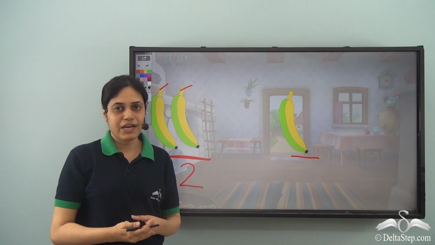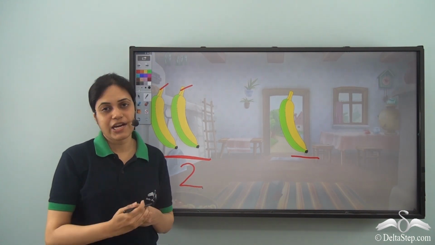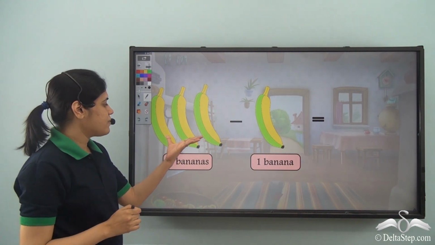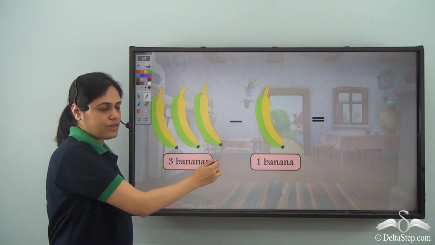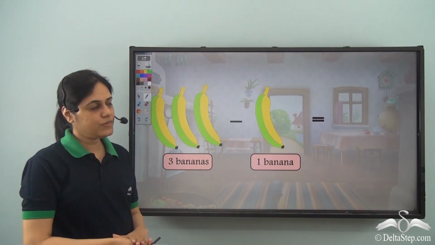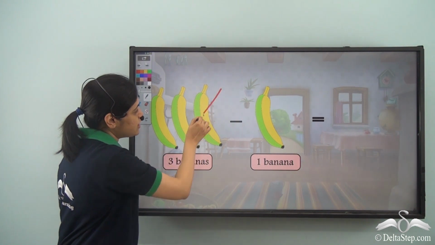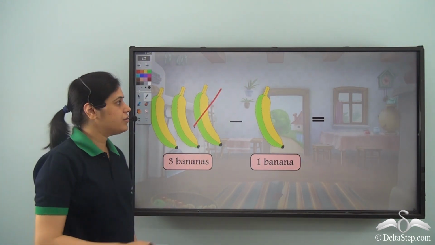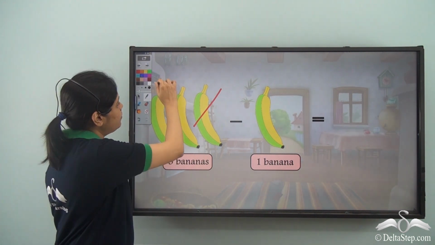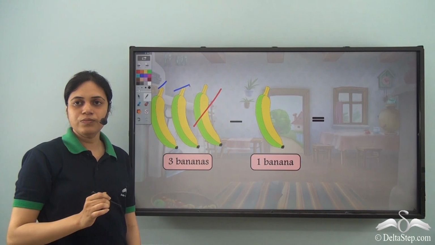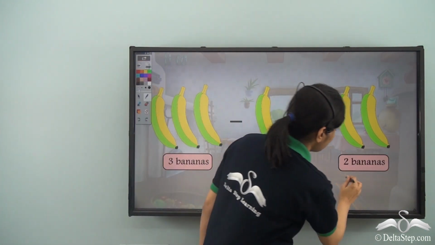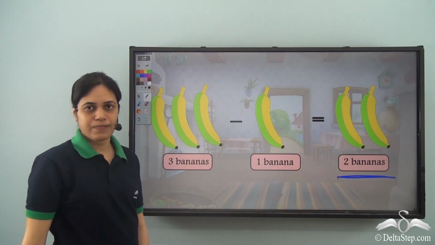This taking away is called subtraction. So let's see how we can write it. So first Mary had three bananas. The bird came and took away one banana. So if I remove this one banana from here, I will have how many bananas left? Let's count. One, two. So two bananas will be left, right? So two bananas will be left here.